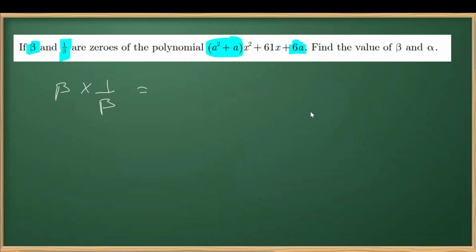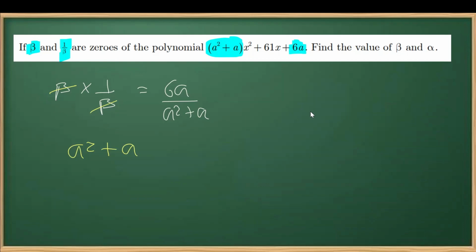So I can replace this. I can write this as 6a. This is c over a, and a is what? a square plus a. So here these two, beta and beta, get cancelled. So we have 1, and by cross multiplication, what we'll get? We'll get a square plus a, like this is 1, right?